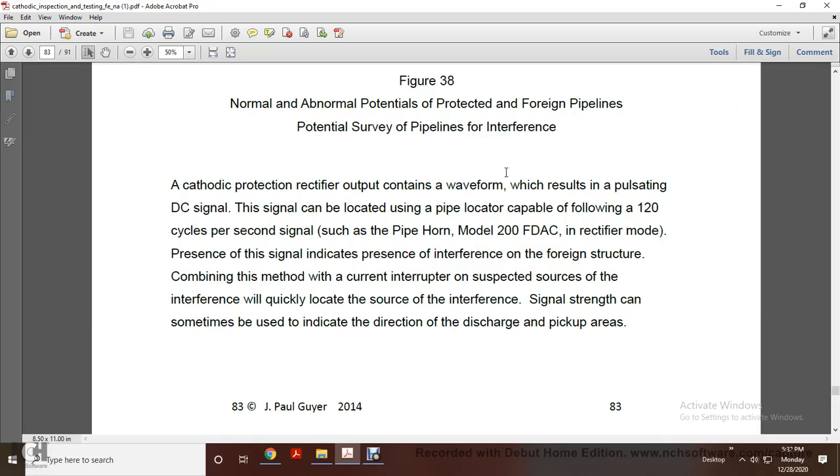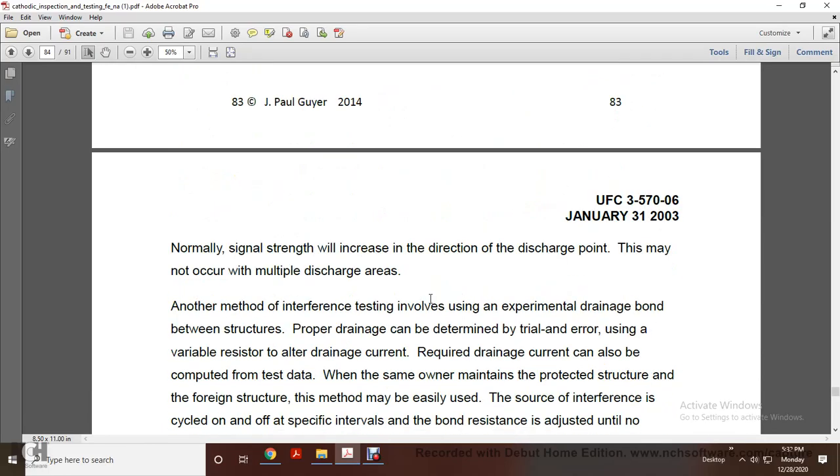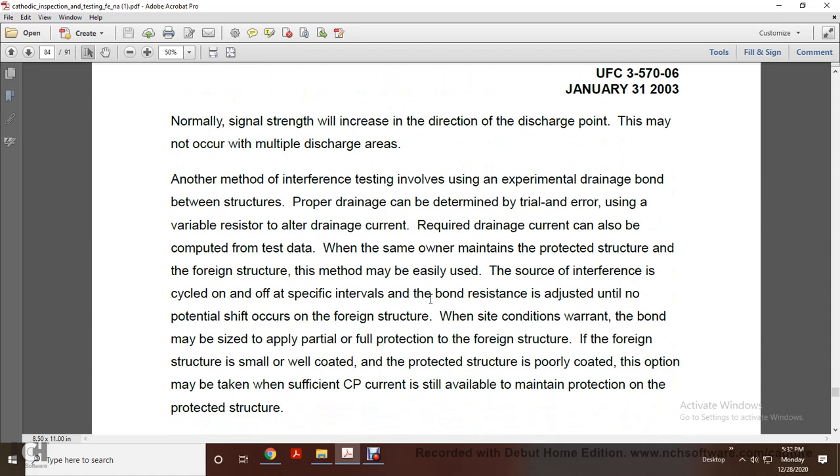Find the method of the current interrupted, the suspected source of the interference. Quickly locate the source of the interference. Signal strength can sometimes indicate the direction of the discharge pickup areas. Normally, signal strength will increase in the direction of the discharge point, but this does not occur with multi-discharge areas.